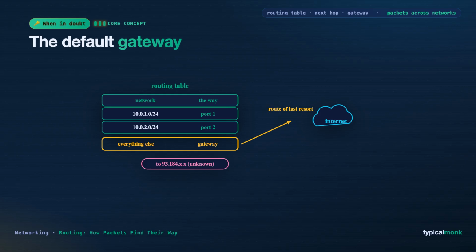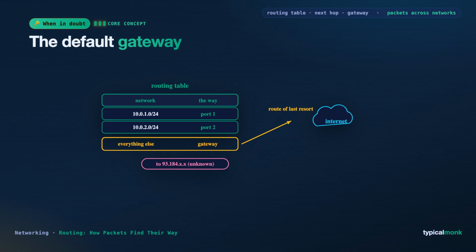This is exactly how your own devices work, and it makes the idea concrete. Your laptop has a very simple routing table. It knows its own local network, and for absolutely everything else, every website, every server in the world, it sends the packet to its default gateway, which is your router. Your router then does the same thing at the next level up.